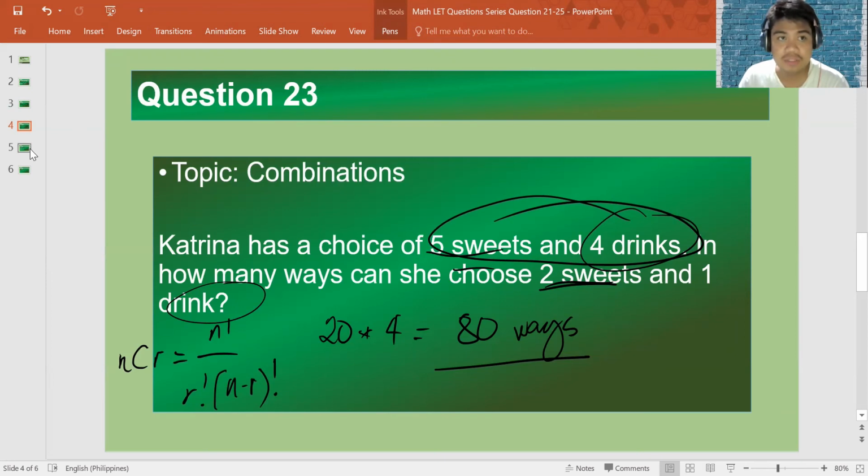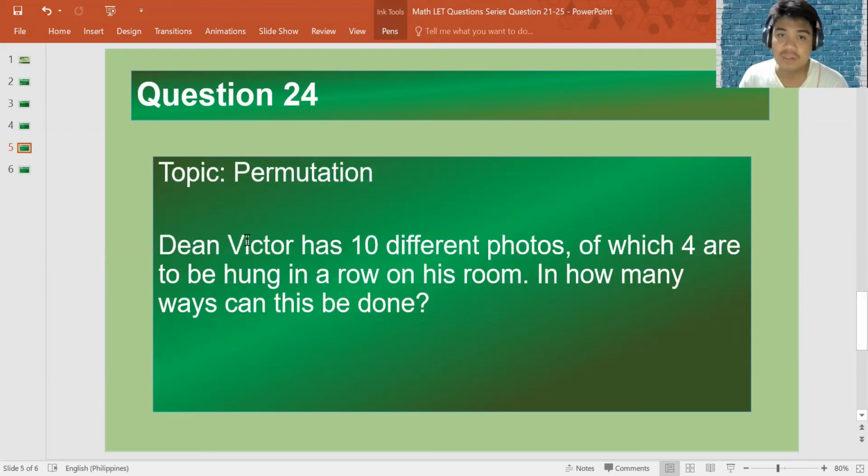Next, question number 24. Dean Victor has 10 different photos of which 4 are to be hung in a row on his room. In how many ways can this be done? So, as you can see, this is on permutation.